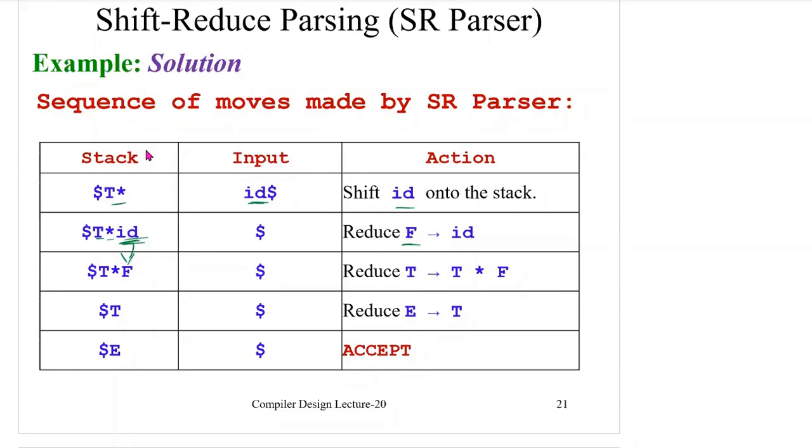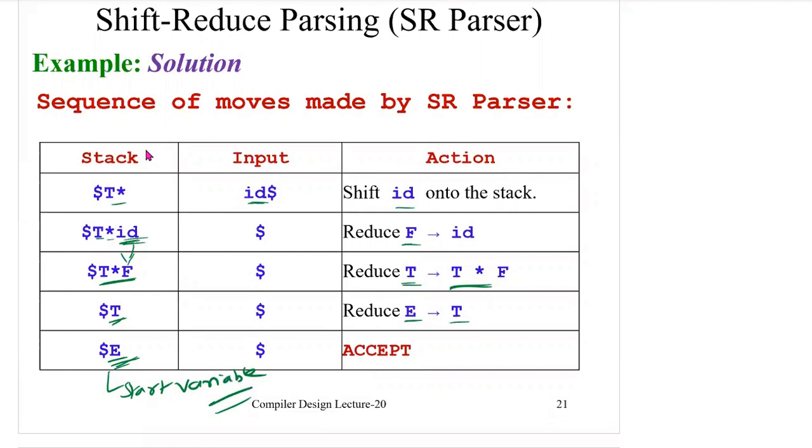Now the stack contains $T * F. For this body T * F, we have the reduction with head T. Now that is replaced with T. Now T is reduced to E finally, since E derives T. Now you can see what E is here: this is the start variable.